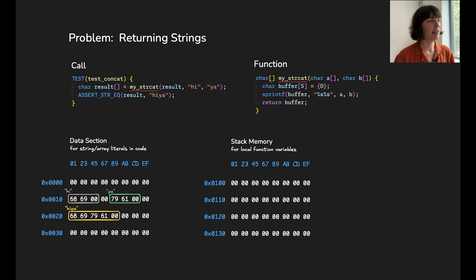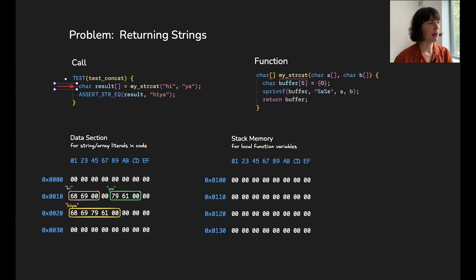Now, as I said, this one is not going to work, and you can see already some syntax errors popping up. Now, going through the call first, you can see that we're declaring a variable called result, which is an array of characters, so a string. We're then calling the myStrcat function, which takes 2 strings, hi and ya, and then we're asserting using a little macro that I've written that the result is equal to the string higher. Then, if we jump across to the function, we can see that things are not quite right. We've got a few red lines underneath indicating some syntax errors.